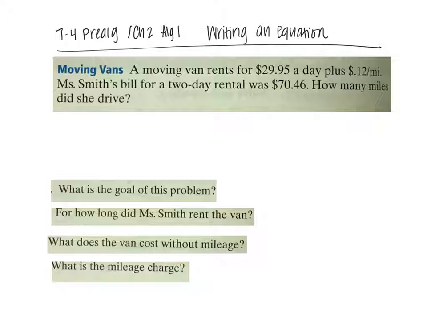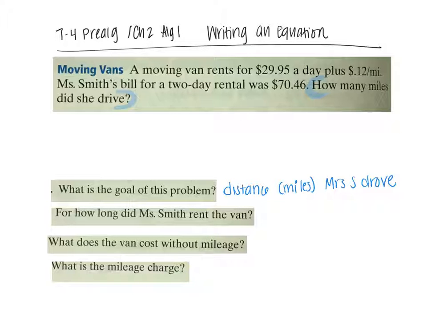So let's go back through. A moving van rents for $29.95 a day plus 12 cents a mile. All right, that's a fact. It's not asking me a question. Mrs. Smith's bill for a 2-day rental was $70.46. Still a fact, not a question. How many miles did she drive? Here we go. So what is it asking me? It's asking me to find how many miles she drove. The goal is to find the distance, or miles, that Mrs. Smith drove.